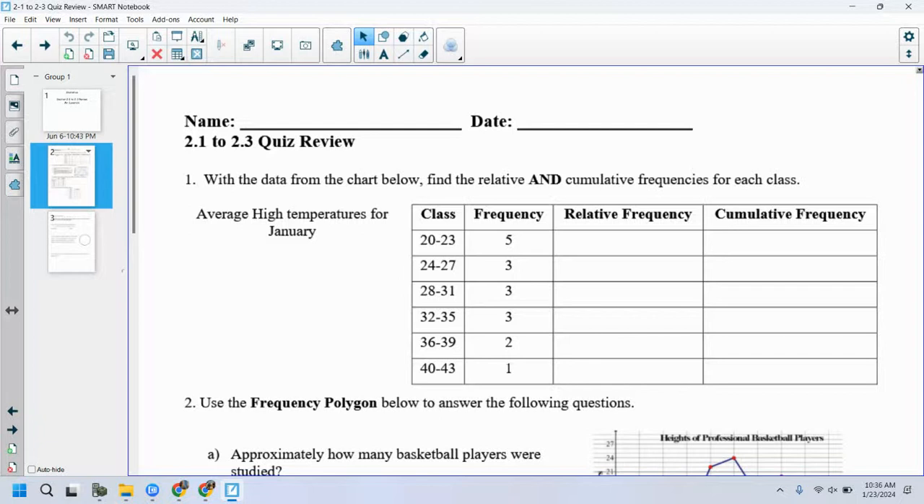Welcome back, everybody. Here we go. Quick run through of all the answers for the 2-1 to 2-3 quiz review.